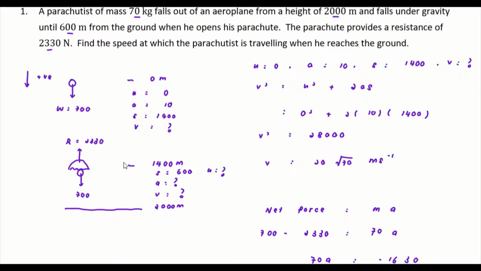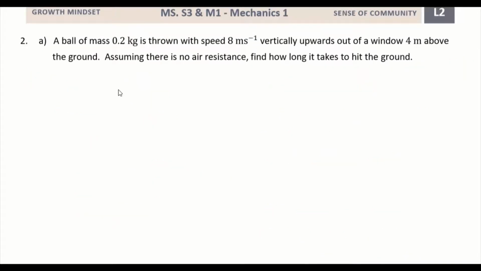All right, so let's move on to example 2. Number 2, part A: a ball of mass 0.2 kg is thrown with speed 8 meter per second vertically upwards from a window 4 meter above the ground. Assuming there's no air resistance, find how long it takes to hit the ground. So we are finding the t. They tell you there's no air resistance, so the only force that acts on the object is the gravitational force. So you will have a constant acceleration, and we can just use the normal SUVAT formula to solve it.